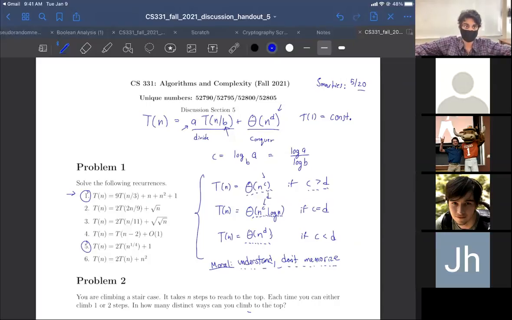Human brains aren't meant to memorize just binary information, like memorize this formula. You have to understand it, and that way you can break it down into something that you can remember for a longer time. So with that in mind, we're going to start thinking about problem number 1.